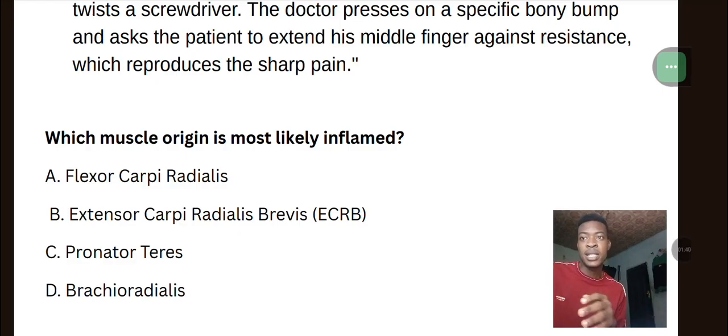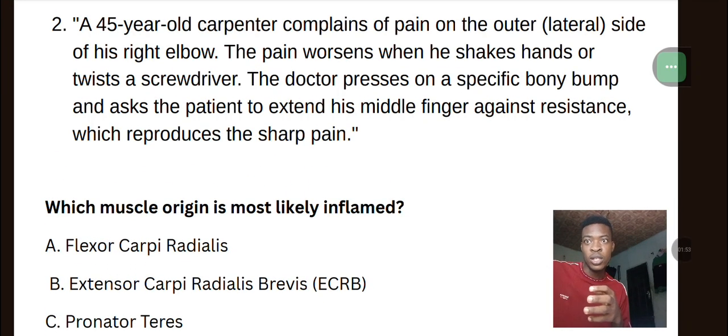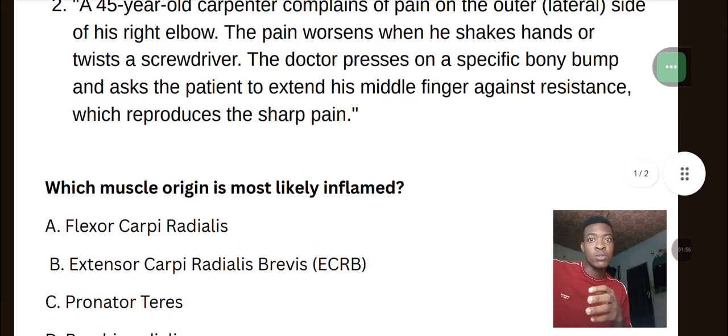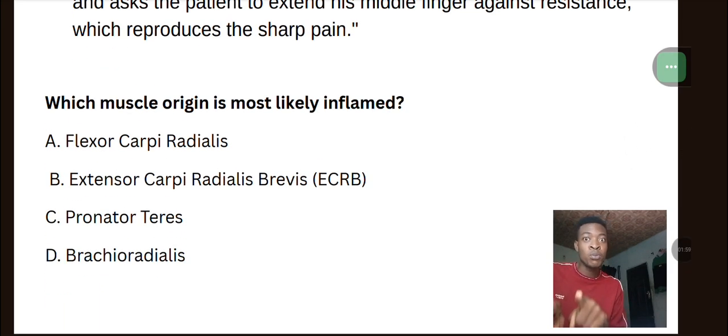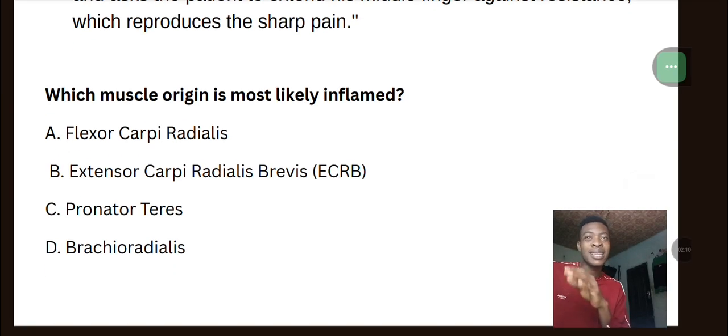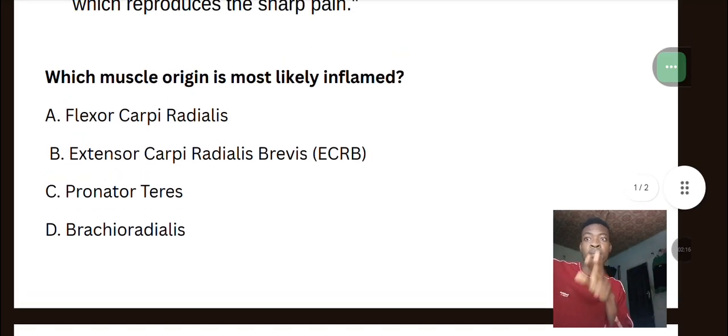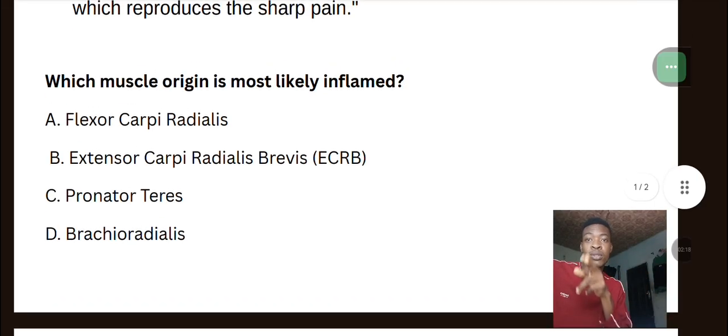The pronator teres also originates from the medial epicondyle. It's used in twisting of the arm, right? The question says that the pain worsens when he shakes his hand or twists a screwdriver. Even though it is used for twisting of the arm, the pain would be on the medial side, but now it is on the lateral side, so it's not the answer. So pronator teres is out of it. It inserts into the middle of the lateral surface of the radius.